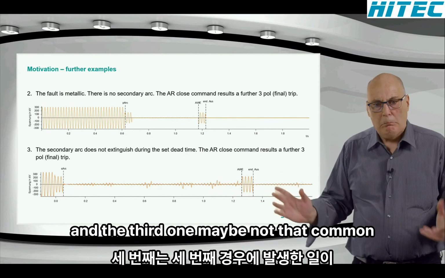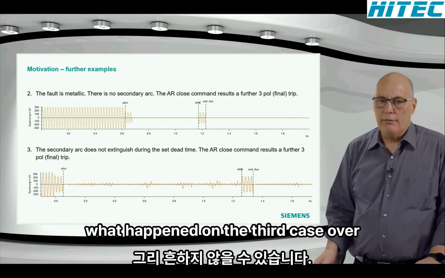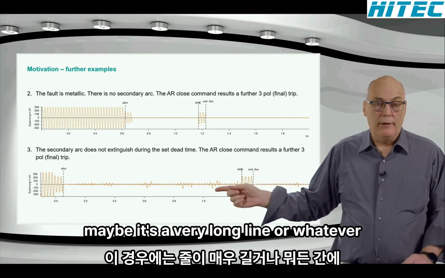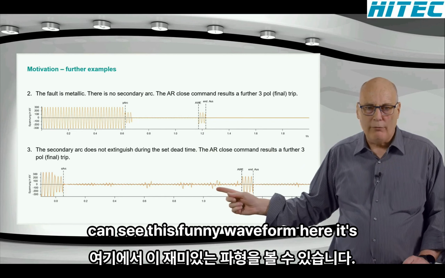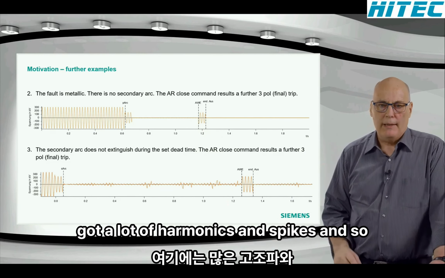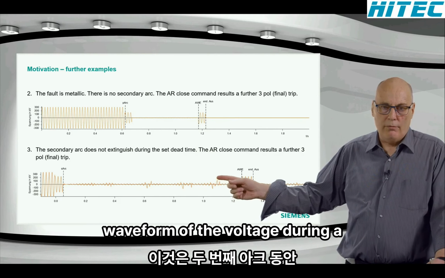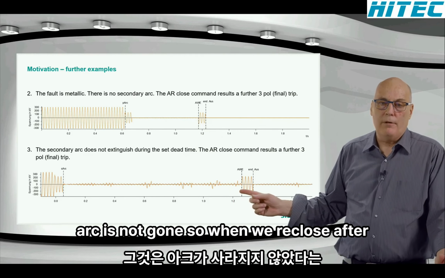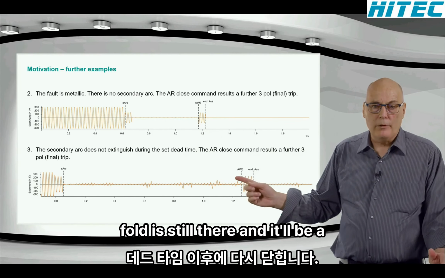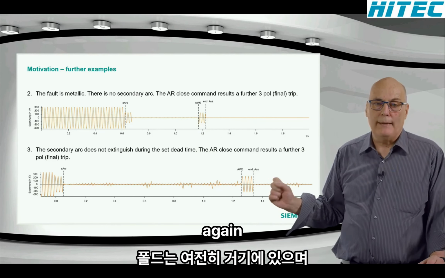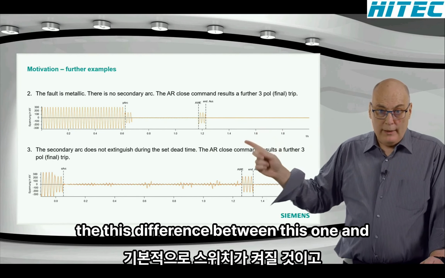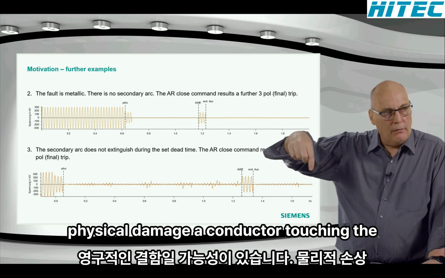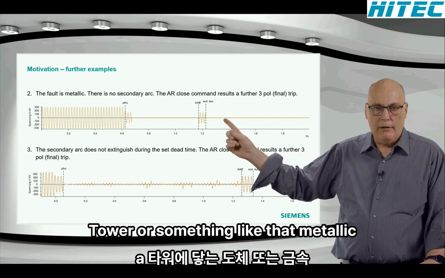And the third one, maybe not that common. What happened in the third case over here, again a fault, but in this case, maybe it's a very long line or whatever. The secondary arc did not disappear. You can see this funny waveform here. It's got a lot of harmonics and spikes, and that is the characteristic waveform of the voltage during a secondary arc. It stays on. That means the arc is not gone. So when we reclose after the dead time, the arc is still there, the fault is still there, and there will be a switch on to fault, and you have to trip again. The difference between this one and this one is, here, it's a permanent fault, probably physical damage, a conductor touching the tower or something like that, a metallic fault.